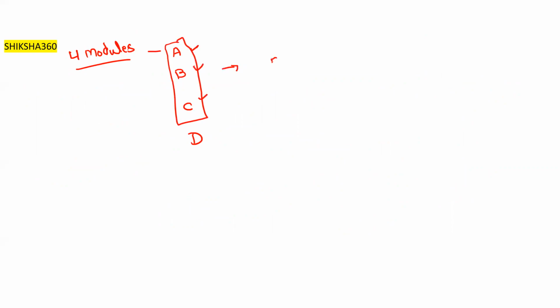Next, how we can go through. There are 4 modules: A, B, C, D. If you have done any 3 modules properly, then you can easily score 50 marks. This is for those students who start preparing at the last time. Otherwise, we have to cover all the 4 modules.